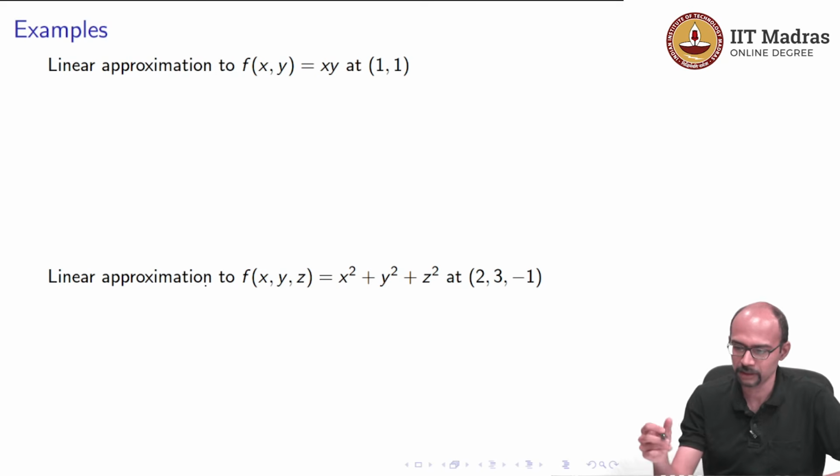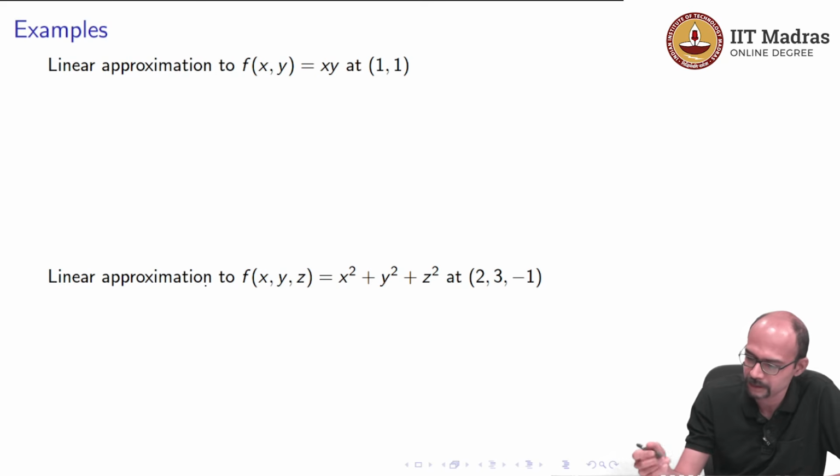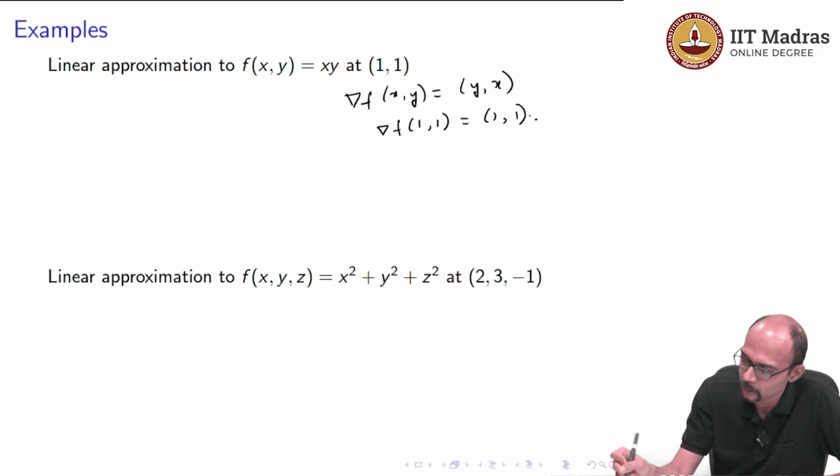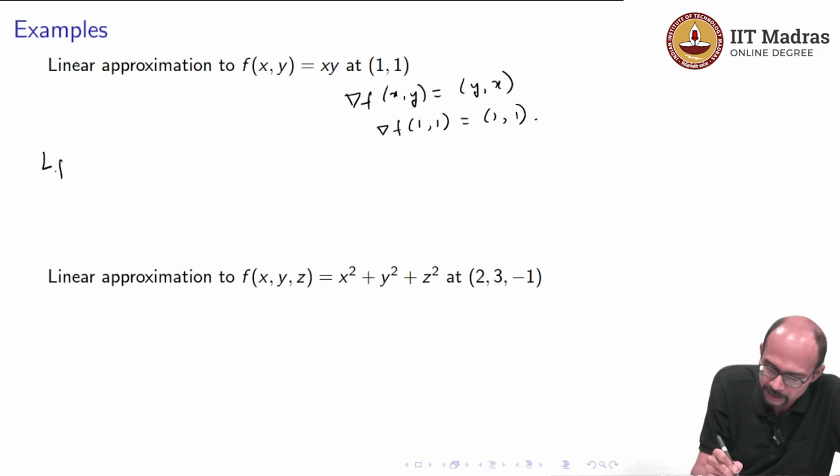Let us do a couple of examples again, and this involves the same checking that we have done before. So, if you have f of x y is x y at 1 1, what is the linear approximation? Well, same idea, you have to compute the gradient at 1 comma 1. So, what is the gradient of this function? It is y comma x. So, the gradient of f at 1 comma 1 we have computed is 1 comma 1. So, what is the linear approximation? Lf of x comma y. This is at the point 1 comma 1.